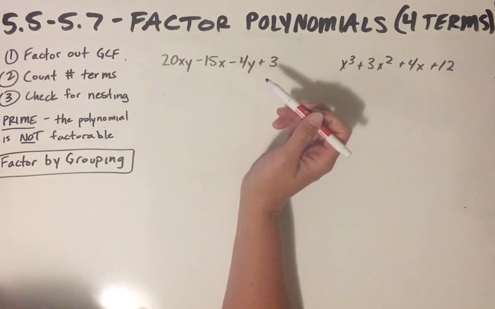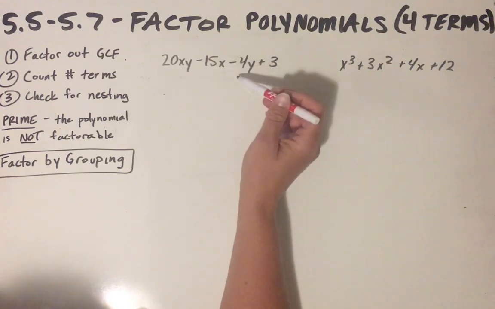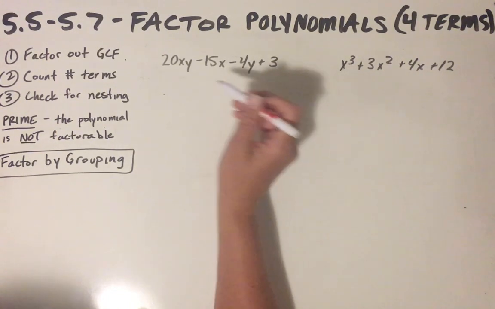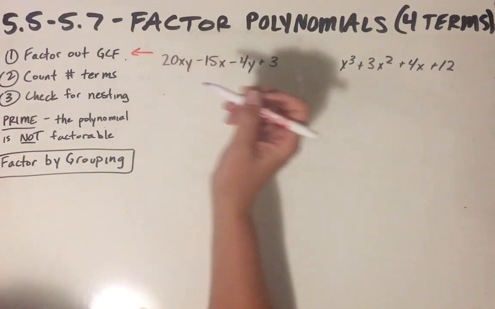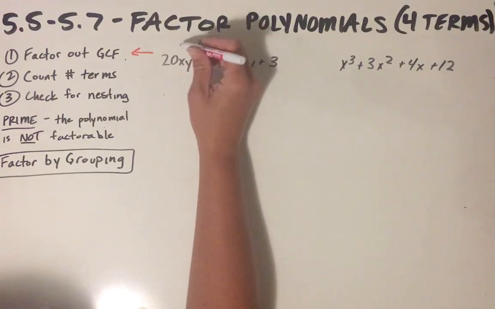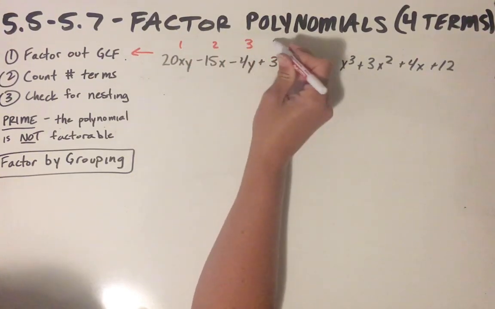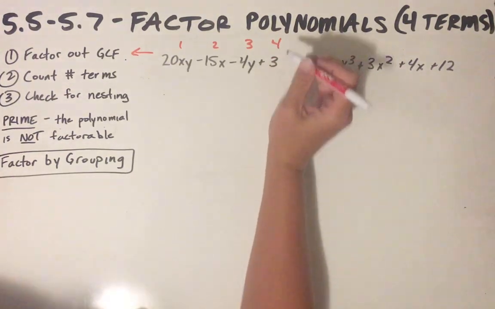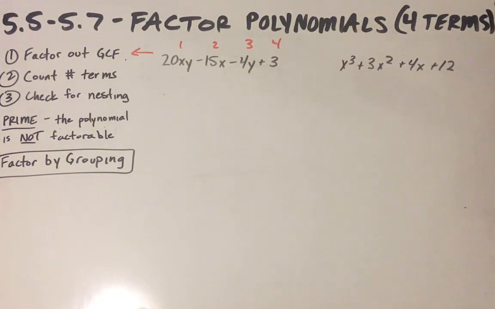20 and 15 have a 5 in common. 20 and 4 have a 4 in common, but there's no common factor between all of these. So again, always do my first step. Now I'm going to count the number of terms. I've got 1, 2, 3, 4 terms. Again, terms are separated by addition and subtraction. Since this is a four-term polynomial, the method that we're going to use is factor by grouping.